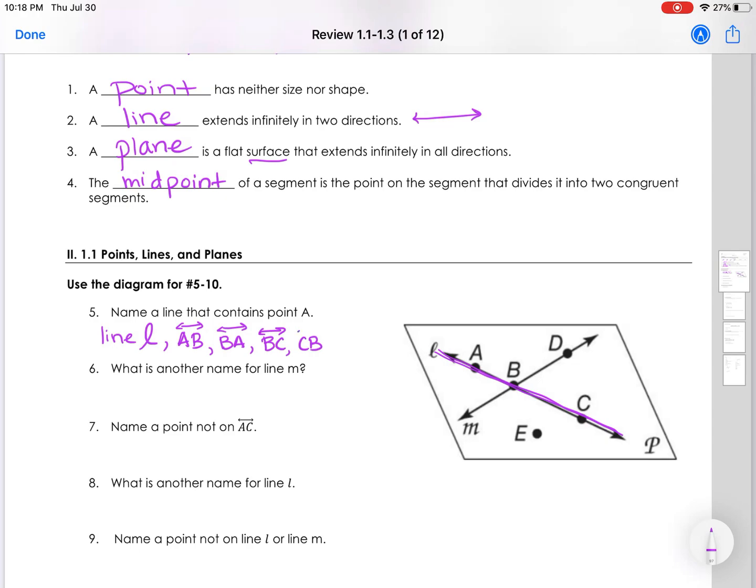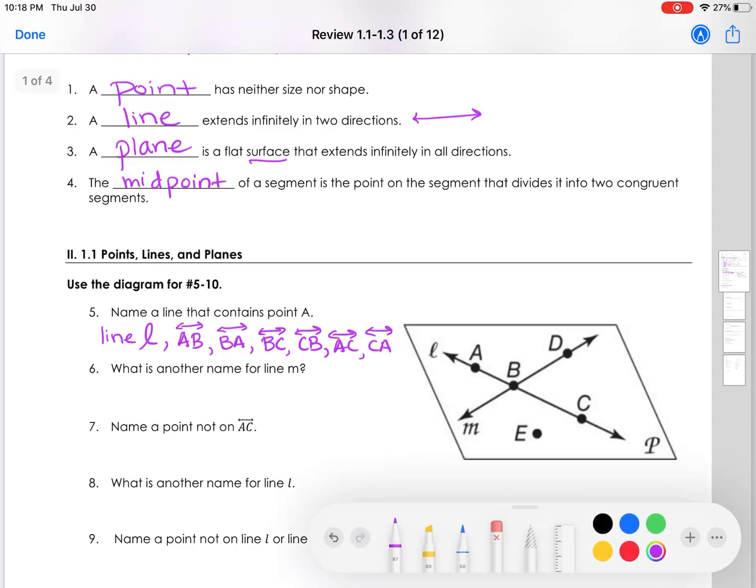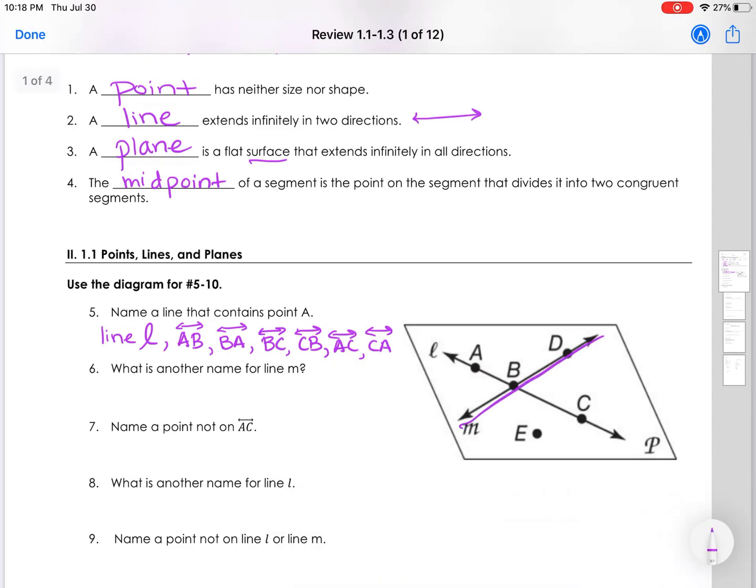I'm just giving you all your possibilities. I would only need one of these answers. Or AC or CA. Any one of those answers would be just fine. All right, what is another name for line M? Line M we see is the other line in the other direction. We have a few different possibilities there, this line right here. We could name it by its points, so we could call that BD or DB. We could switch the direction.